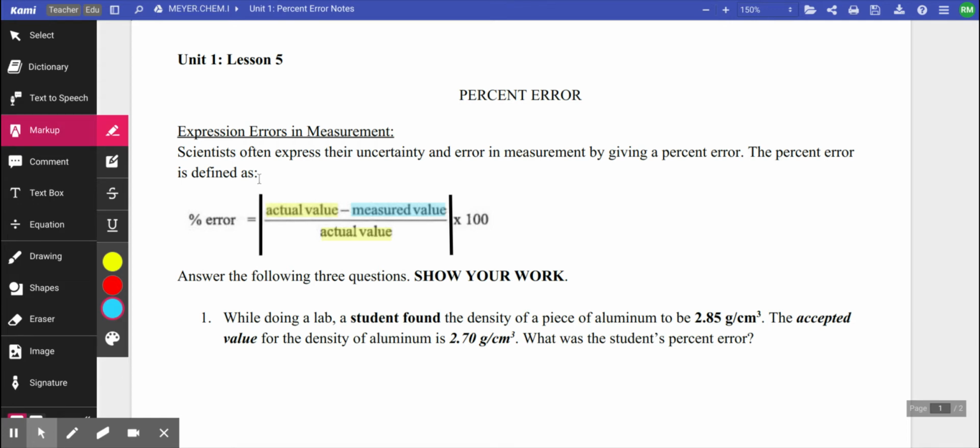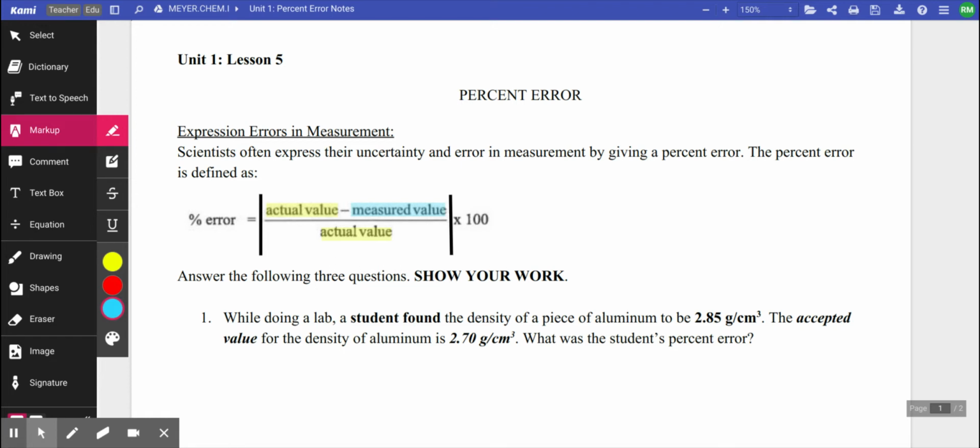Remember, there are absolute values. So your percent error will never be negative, it will always be positive. You will take the actual value minus the measured value, divide by the actual value, and then multiply by 100.